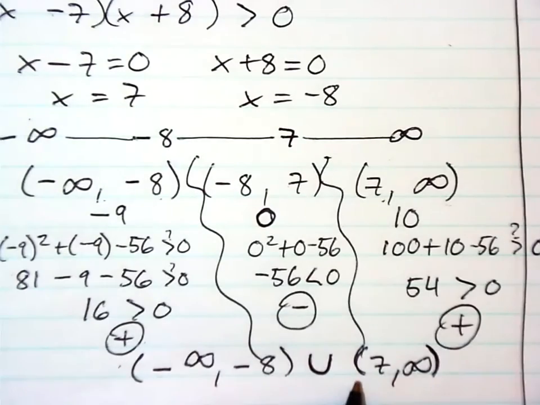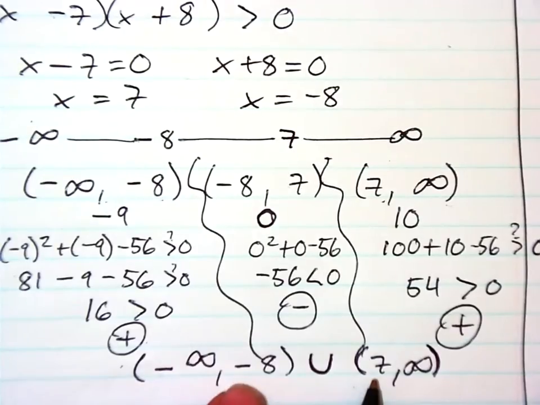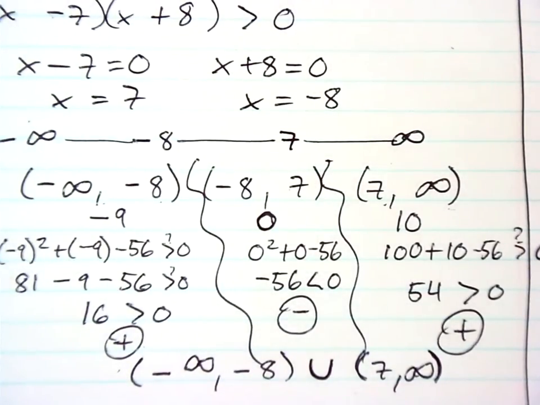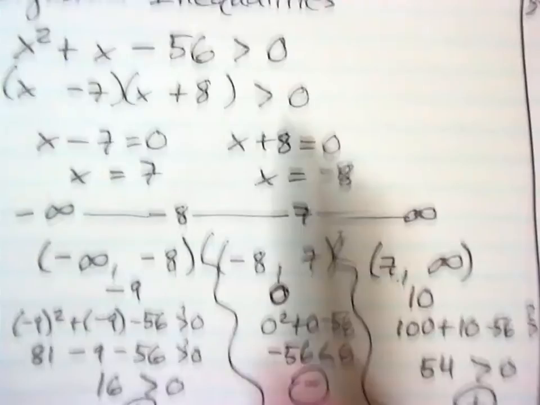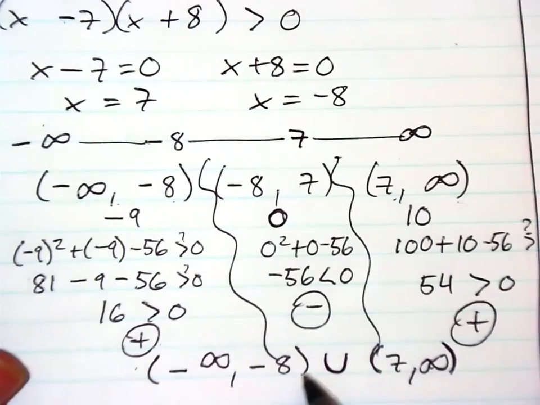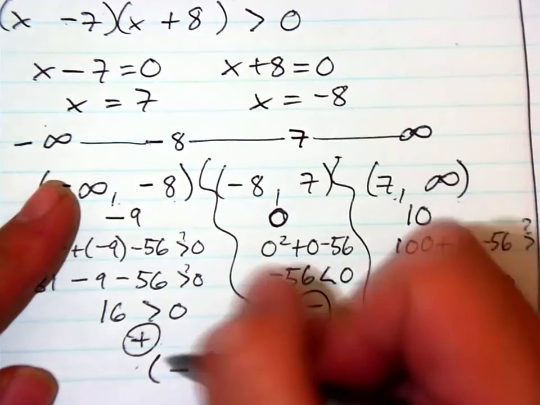If I were to plug in negative 8 and 7, plugged into the polynomial, it would become 0, which is definitely not greater than 0. However, had I had equals to, then we would definitely have brackets, because then you would include negative 8 and 7. Right? So here's my answer.